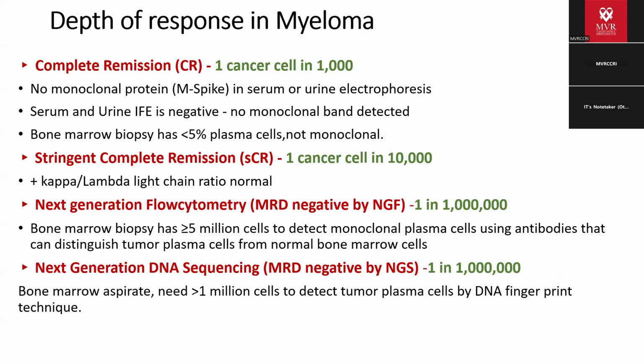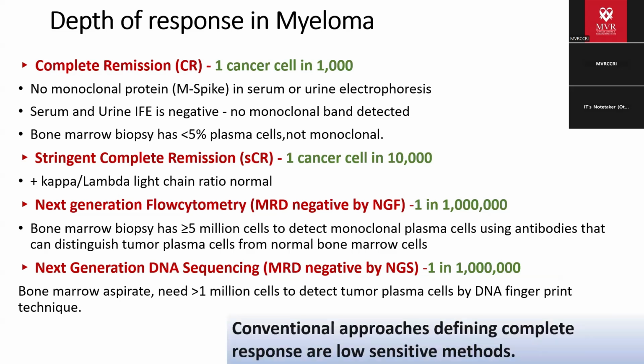When you do IHC in bone marrow biopsy and prove that there is no clonal plasma cell, the patient comes into stringent complete response. Here we are detecting one cancer cell in 10,000 cells. Coming to next generation flow cytometry or next generation sequencing, we can detect one cell in 1 million cells. This naturally proves that this is the most sensitive technique to detect residual disease in myeloma. So the conventional approaches that define the complete response are low sensitivity methods.